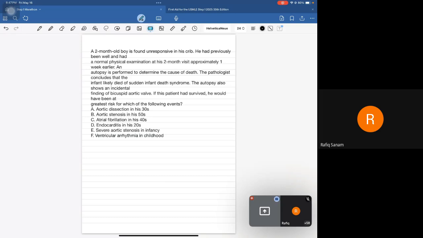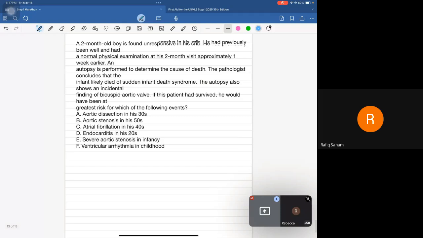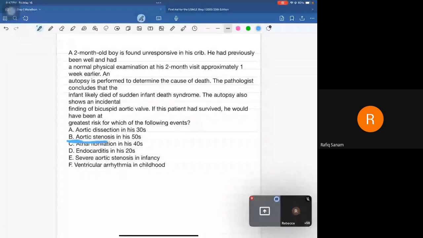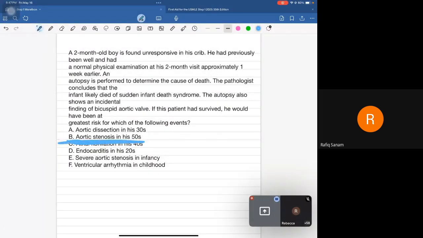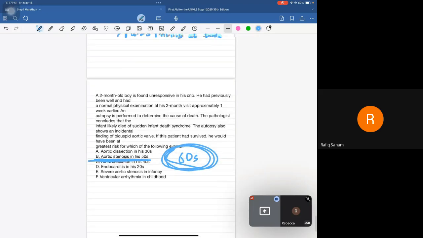So this is the concept that they want to test you on, right? They want to see, do you know what a bicuspid aortic valve leads to? It leads to aortic stenosis in the 50s. And sometimes I have seen questions mention another option and they say aortic stenosis in the 60s as well, right? So this is the way they want to test you regarding aortic stenosis.